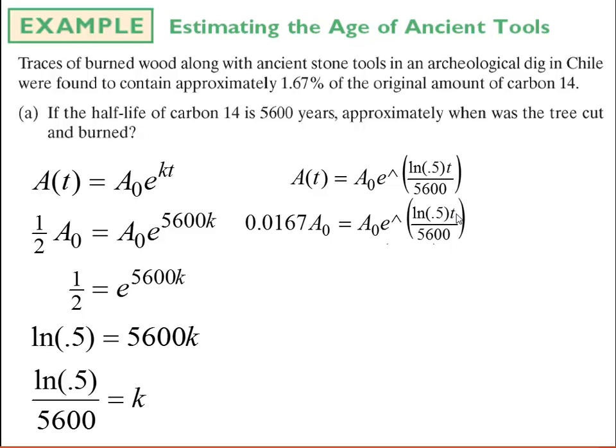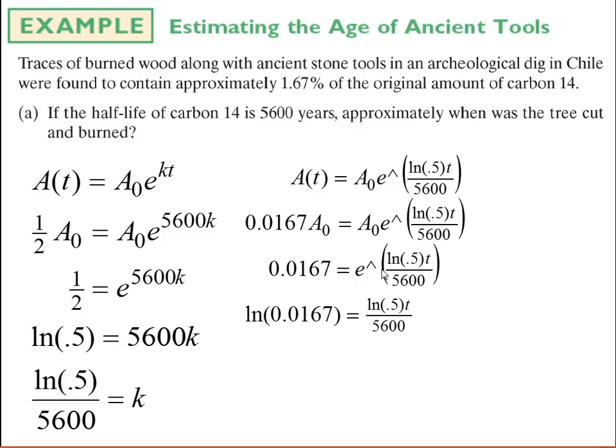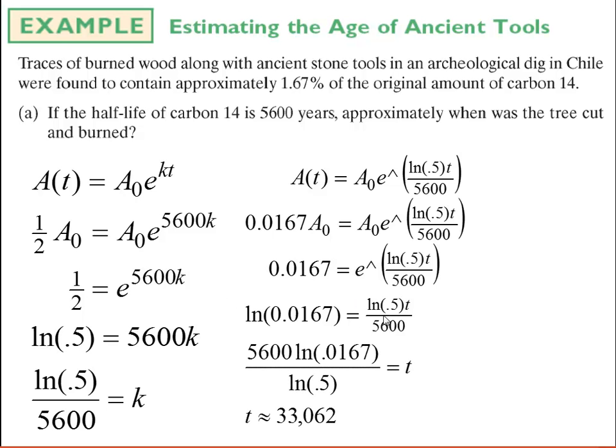And then again, this is getting kind of repetitive, right? You're going to get really good at solving these exponential equations. Because now I'm going to divide both sides by A sub 0, and then I'm going to ln both sides of this equation. That's going to undo the exponential over here. I'm just going to get the exponent to drop out of that. And then I'm going to multiply both sides by 5600 and divide by ln of a half. And there's the t value that we would get.